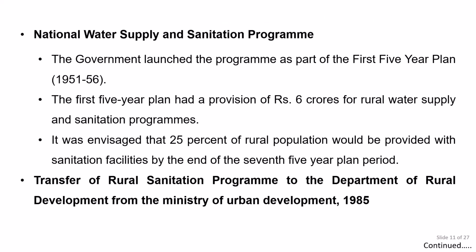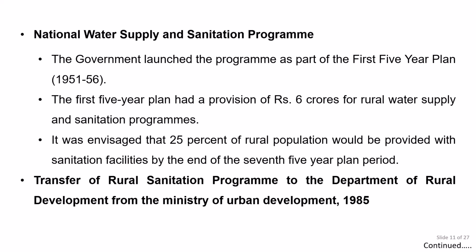Third is the National Water Supply and Sanitation Program. It was launched as part of the first 5-year plan, 1951 to 1956, which had a provision of 6 crore rupees for rural water supply and sanitation programs. It was envisaged that 25% of the rural population would be provided with sanitation facilities by the end of the 7th 5-year plan period.